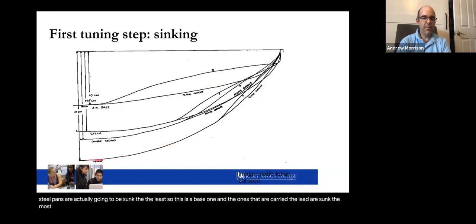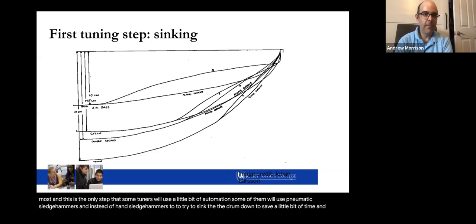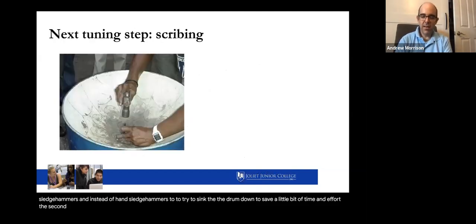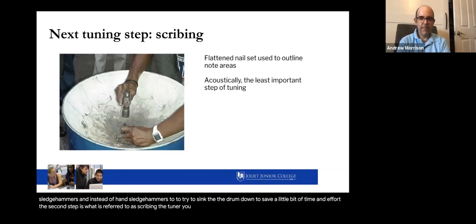And this is the only step that some tuners will use a little bit of automation. Some of them will use pneumatic sledgehammers instead of hand sledgehammers to try to sink the drum down to save a little bit of time and effort. The second step is what is referred to as scribing. The tuner uses a nail set to define the note area.